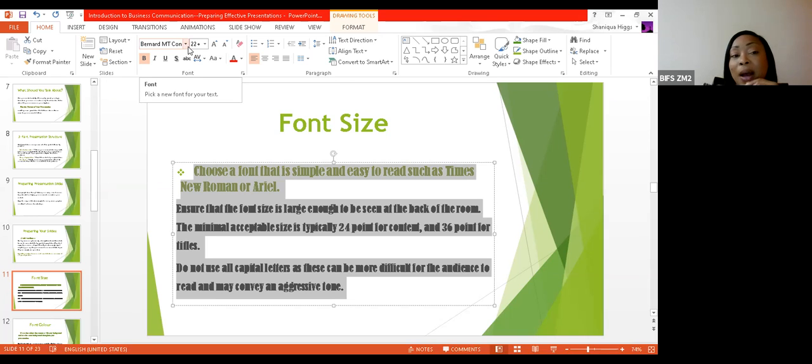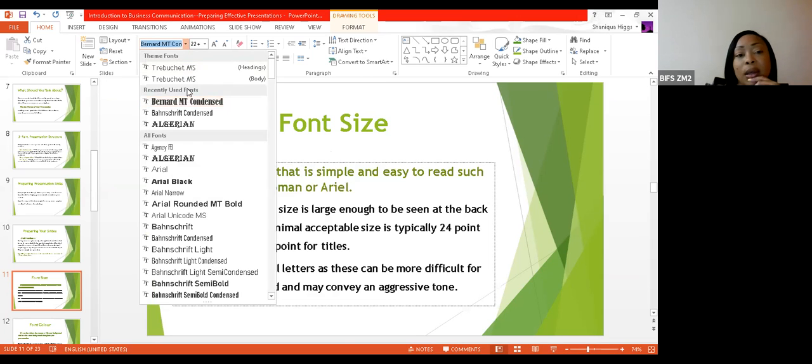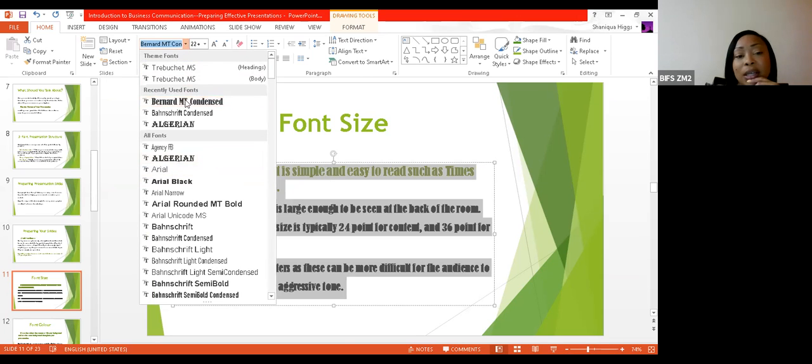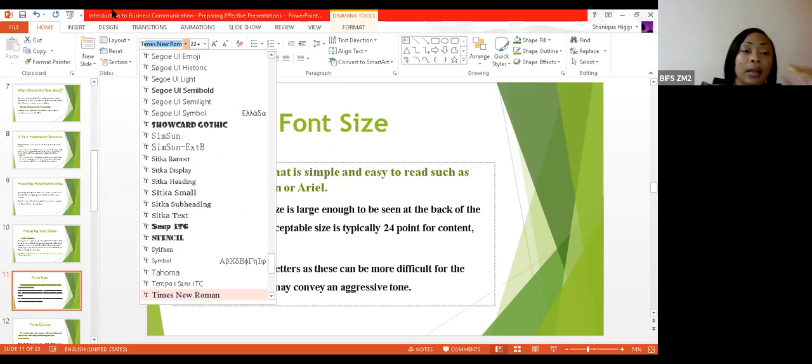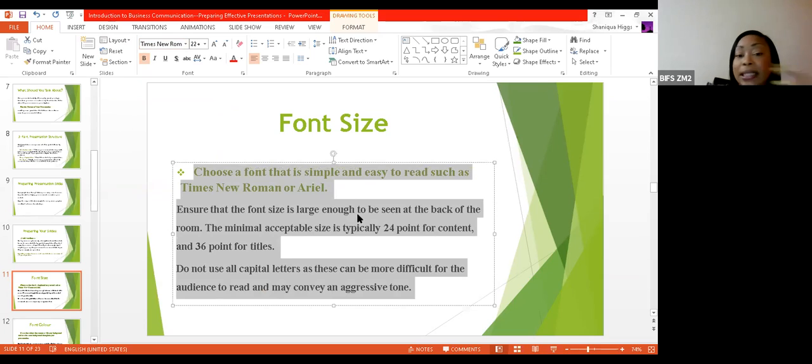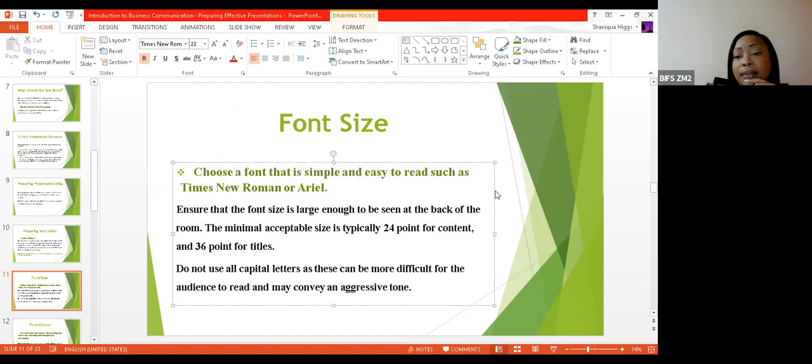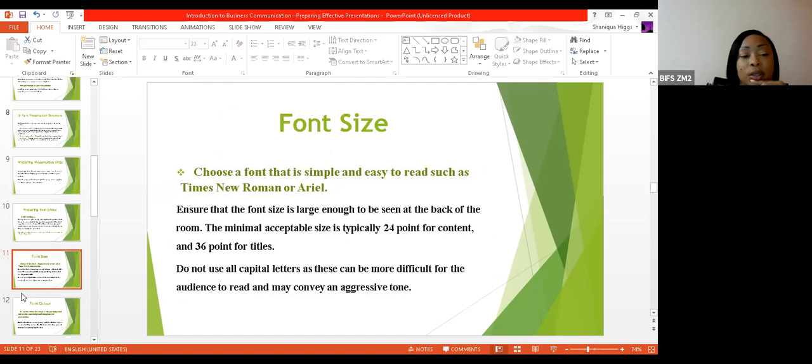And a PowerPoint presentation that's cluttered with too many capital letters sounds too aggressive. You worry about tone in that case. And so there are some suggestions. Times New Roman is a good one to use. It's clean, it's easy to read, and you get space. You don't clutter the slides with too much information, all right?